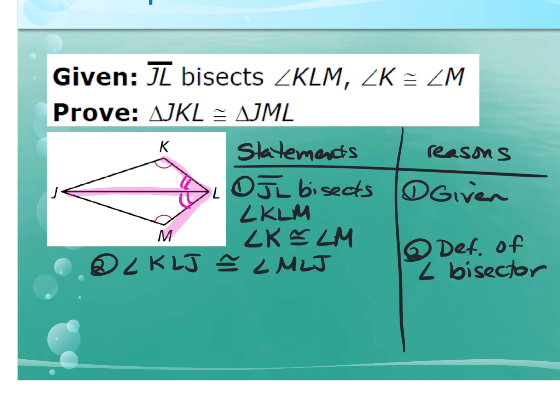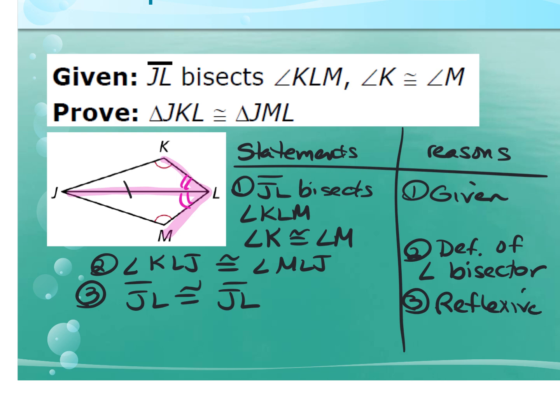Remember, when we're proving triangles congruent, we're looking for 3 pieces. Right now I have 2 angles. Now I can bring in the obvious that this side JL is the same side for both. So I could state that JL is congruent to itself. So JL is congruent to JL. And this is reflexive.